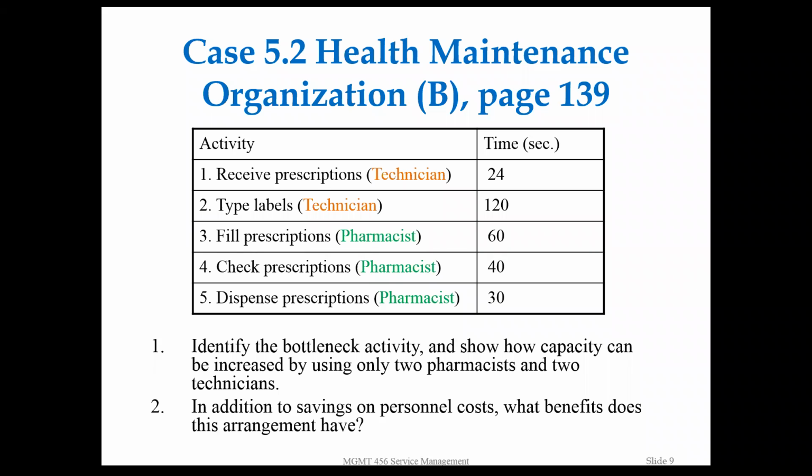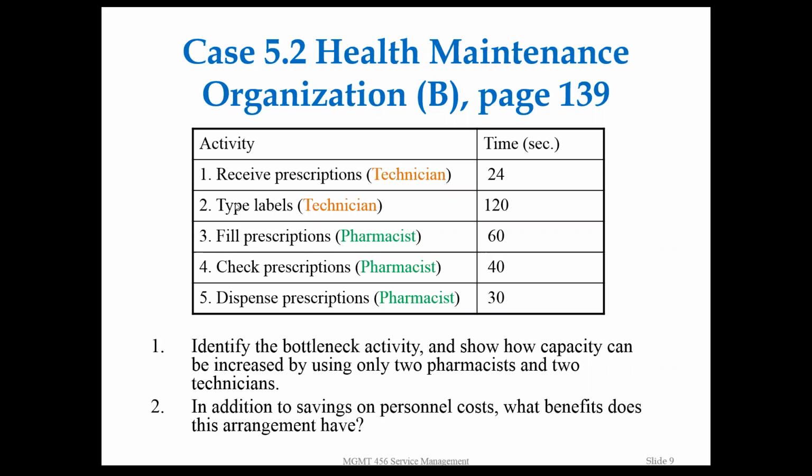Now let's look at the last example. This example is also from the textbook on page 139. This is about a healthcare organization. The process includes 5 different activities. There's some special information here if you pay attention to the table.